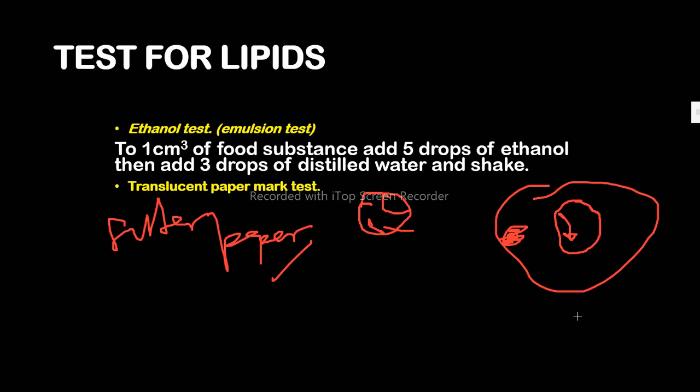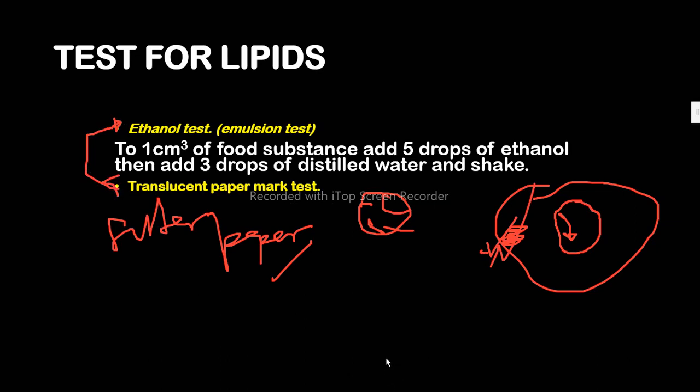But when you wrap mandazis, samosas, chapatis, stuff like that, the paper will end up becoming wet, a translucent spot forms. So that is a test for lipids. And we shall do all this as far as practical work is concerned. Okay? Yes, you have to do that.